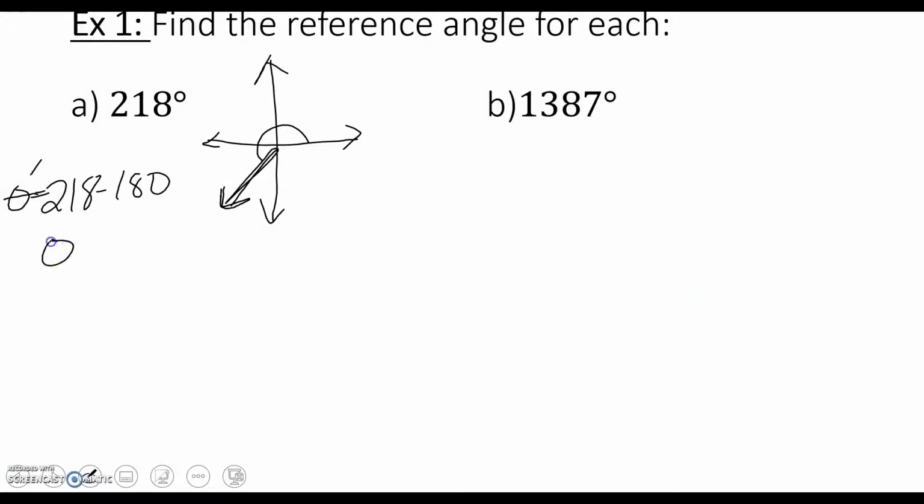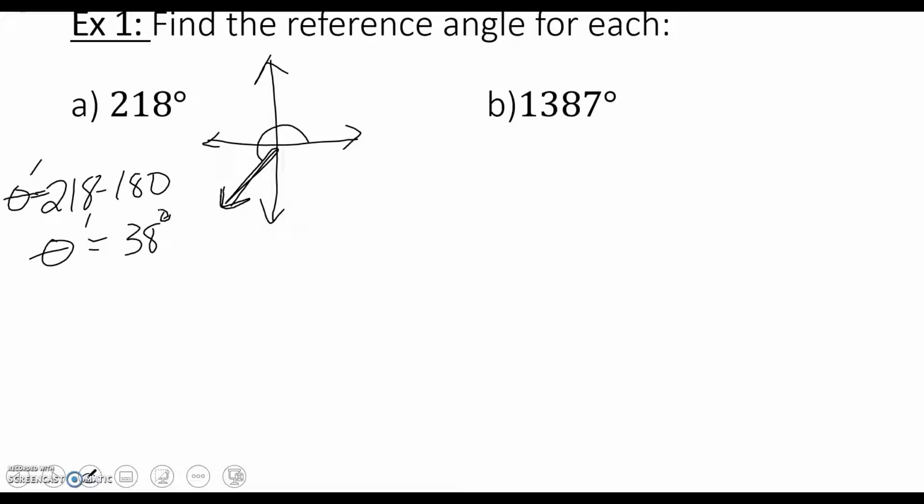And so that would give me theta prime, which is our reference angle, to be 38 degrees. So our reference angle for 218 degrees would be 38 degrees, okay? Now for this next one, 1387 degrees, this is an angle that is bigger than 360.